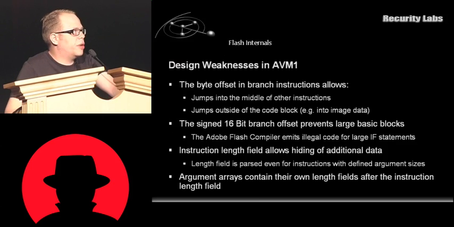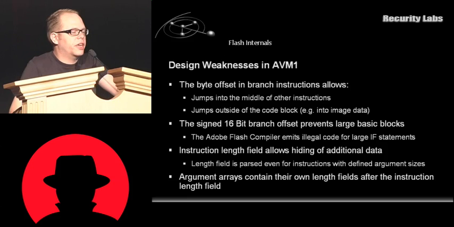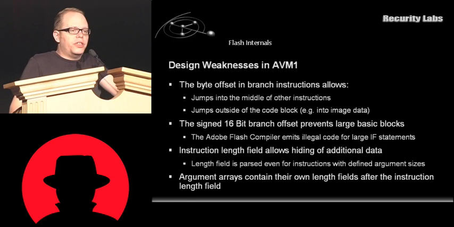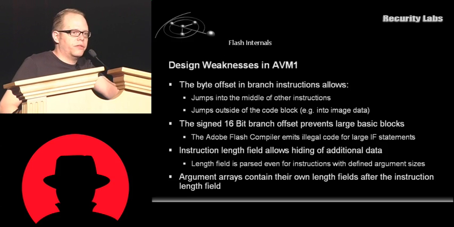First of all, the byte offset branches allow you to jump in the middle of an instruction. Many people that have reversed obfuscated x86 code know this typical trick: you jump in the middle of an instruction and then the byte stream gets interpreted differently. This can be done in Flash as well. But you can also jump outside of the code block. You can, for example, jump into an MP3. That's no problem, and it will actually jump into the MP3 and try to execute code there.